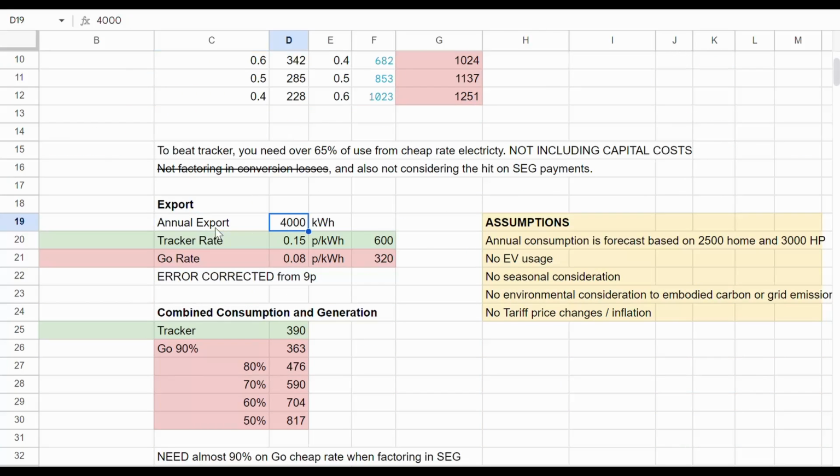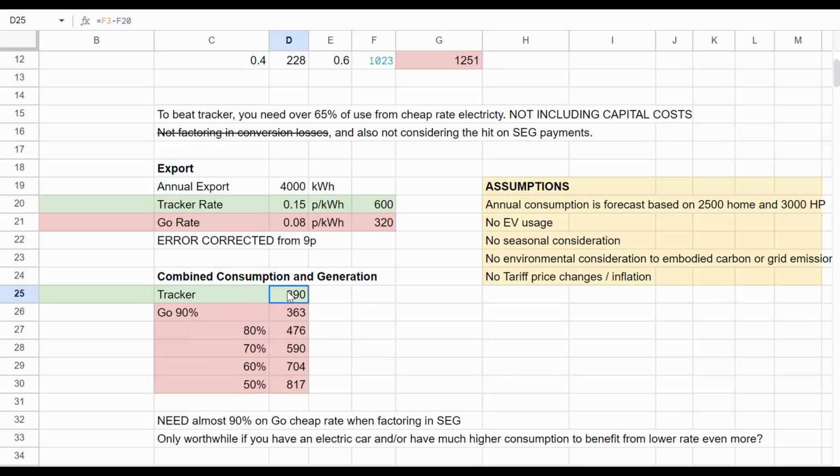Annual export, again, this is just a massive guess based on what we know about our roof and potential for solar on our roof. We don't yet have it, so again, this is just another assumption in my sheets here. But these are the combined costs, import and export. The tracker is £390 per year. That's not kilowatt hours. I should put some unit measurements in here. If we were using 80% from Octopus Go, it would be £476.